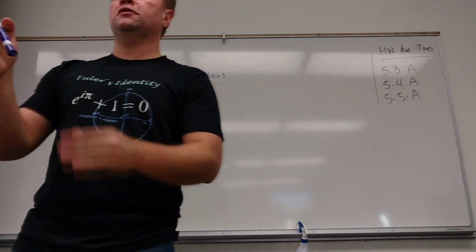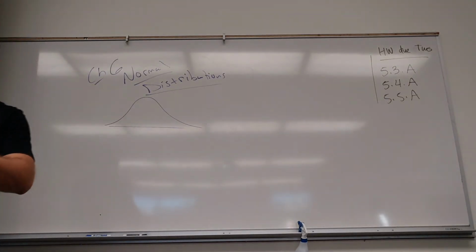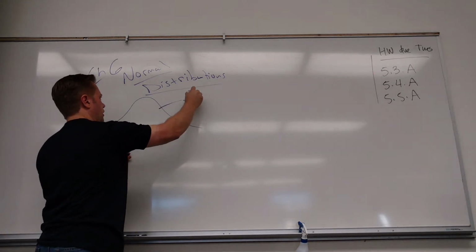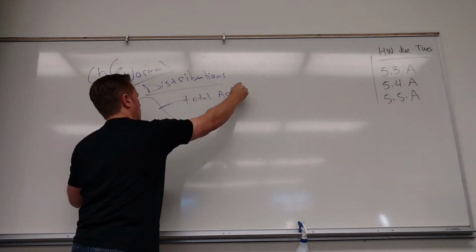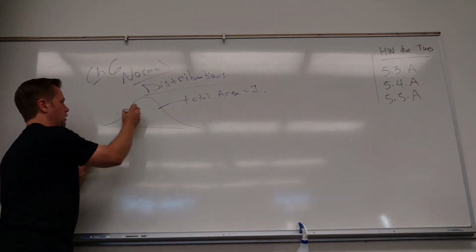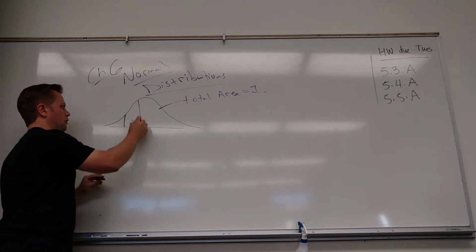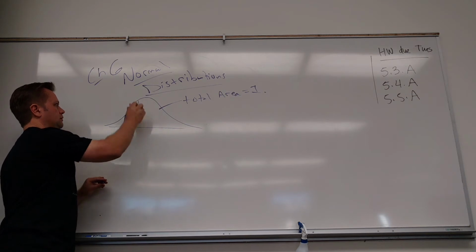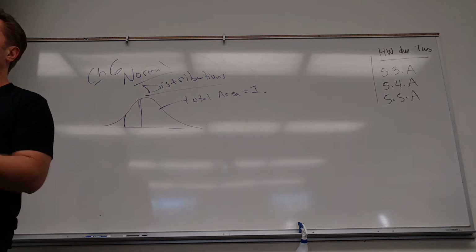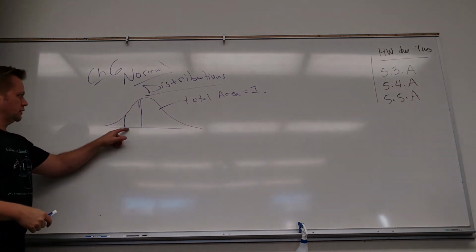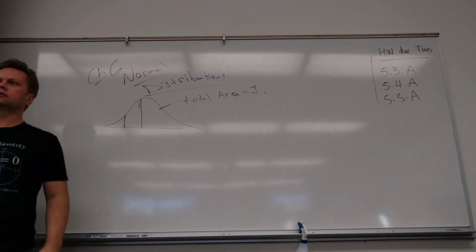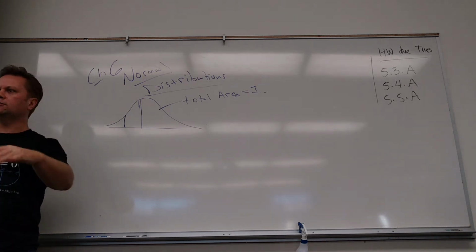So the problem with a normal distribution is that the total area is 1. But if I want to know the probability from here to here, what shape is that? It's not a rectangle. It's not even a trapezoid, because three sides are nice and straight, and the last side's all freaky. I could estimate it, but we're not going to.